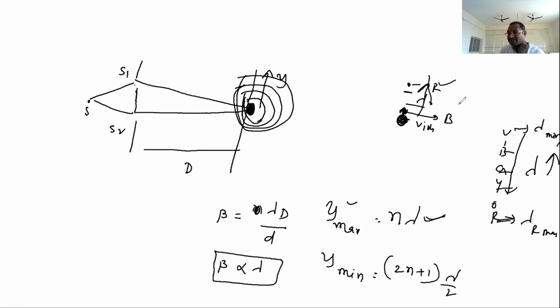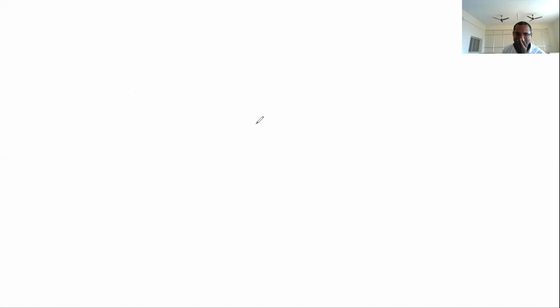Color maxima will be here. Okay. Then what about minimas? Which minima will form first? Same thing. Minima is also directly proportional to lambda. Are you understanding what I am saying? Clear? Minima is also directly proportional to y. So which minima will form first?